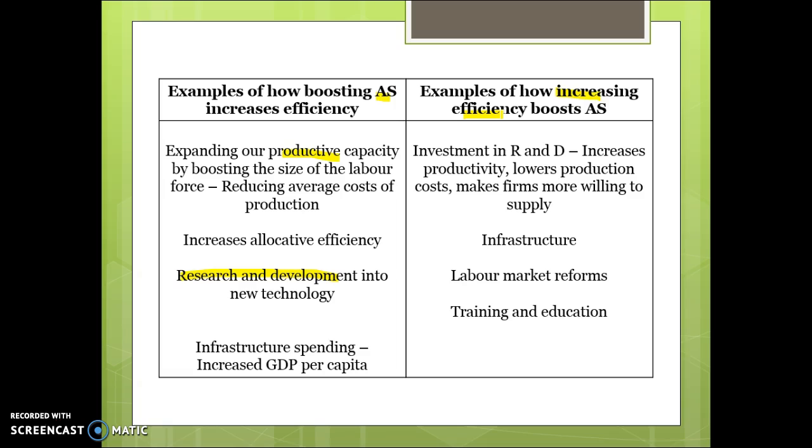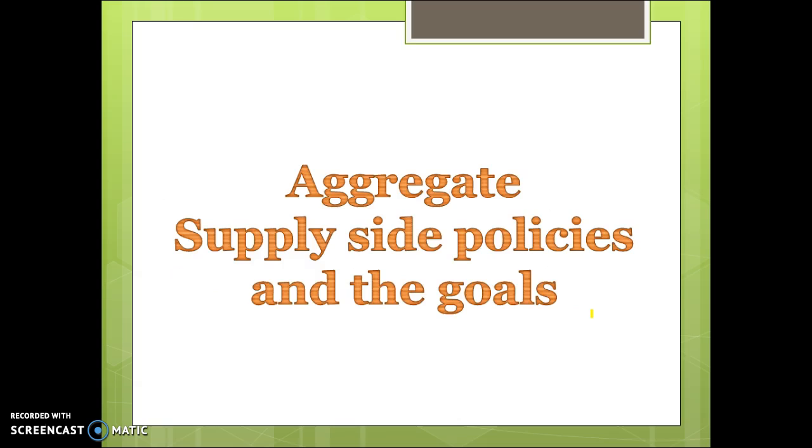Infrastructure spending will boost efficiency because there's less traffic, less congestion, and that again will make firms more willing to supply because of lower costs of production. Labour market reforms encouraging productivity, which again has the same impact. Training and education, again boosting productivity, which flows on to lower production costs and an increased willingness to supply.